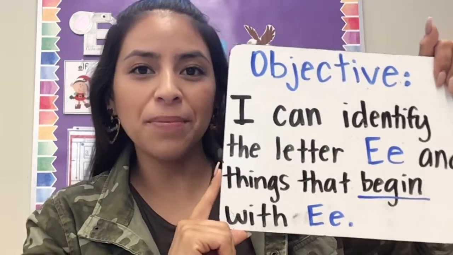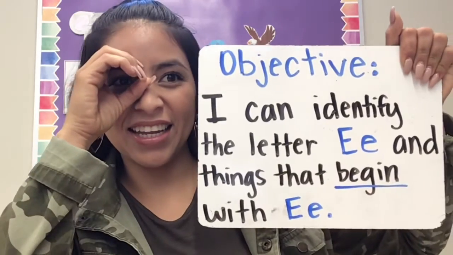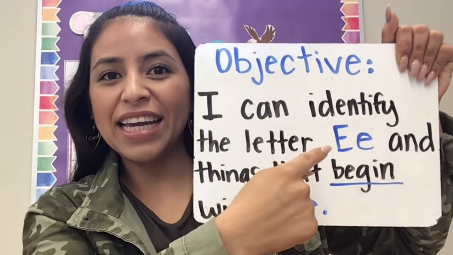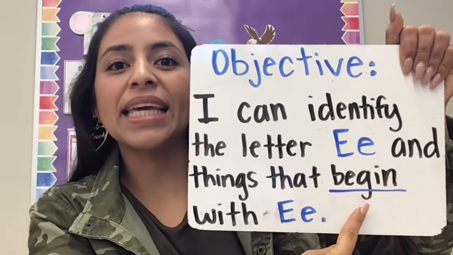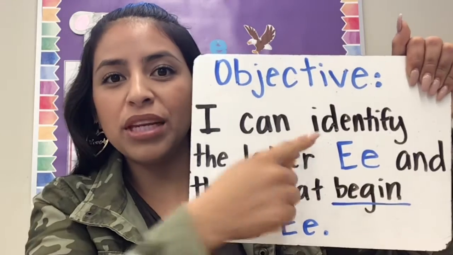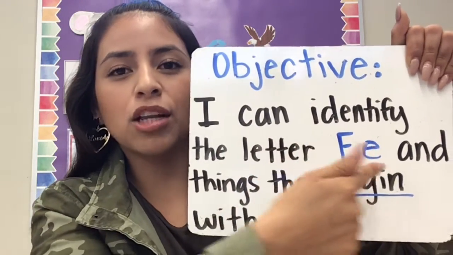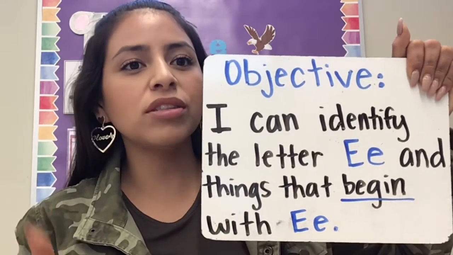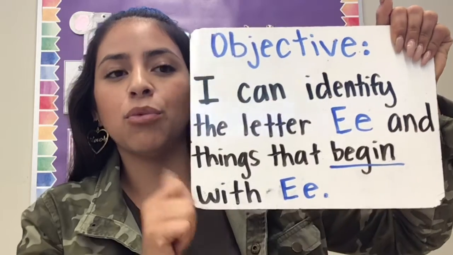Ready? Repeat after me. I can identify the letter E and things that begin with E. In our objective, TK, it is saying we need to identify today. We're going to be using our eyes to find our uppercase and lowercase e. It is also saying that we are going to be looking for things that begin with E.